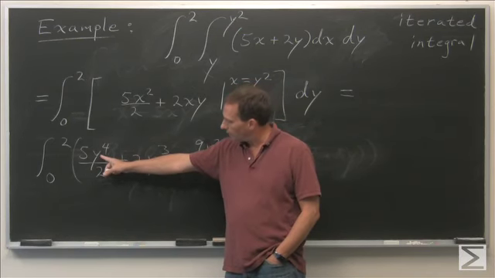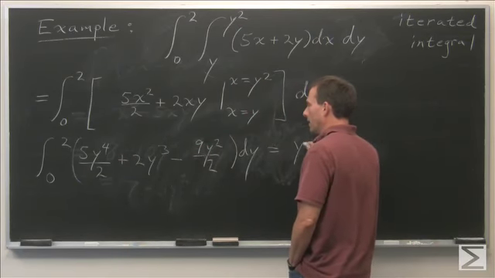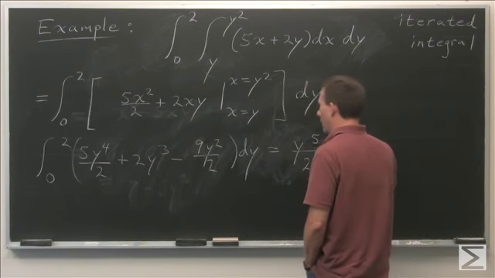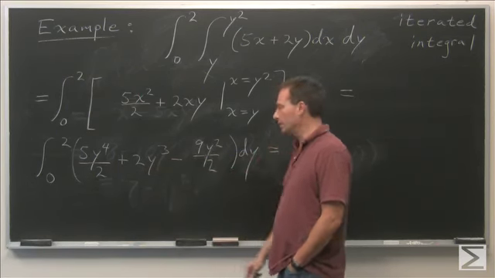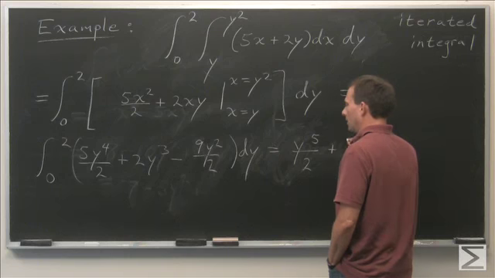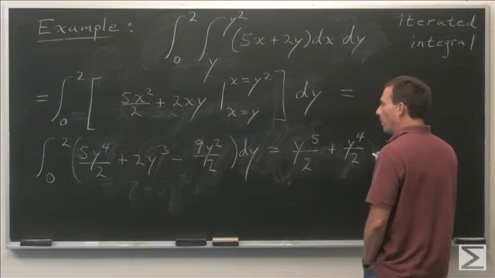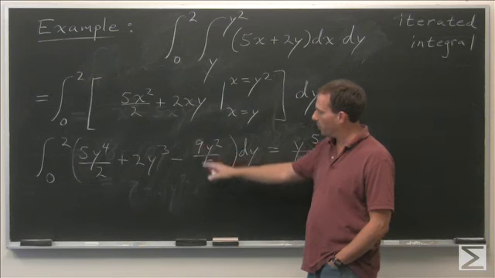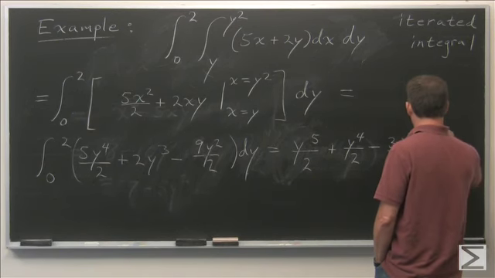So you will use the power rule. You add 1 to that exponent, divide by the new exponent. So we get y to the 5th over 2 plus, you integrate this, you get a y to the 4th over 4 times 2. So that's plus a y to the 4th over 2. Minus, you integrate this, you get y cubed divided by 3, but that'll give us a minus 3y cubed over 2. And you evaluate as y goes from 0 to 2.